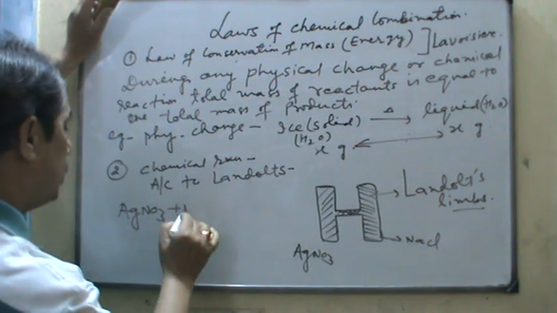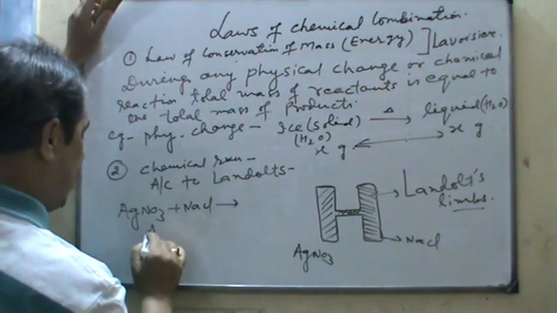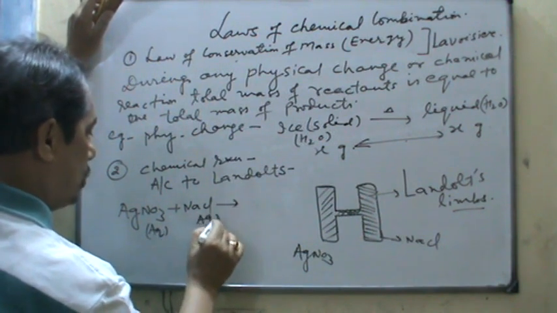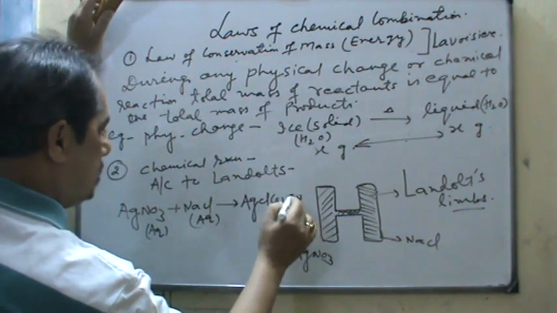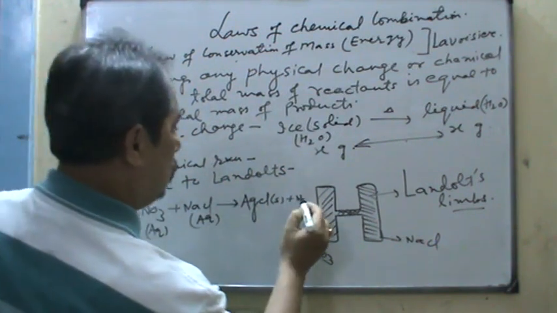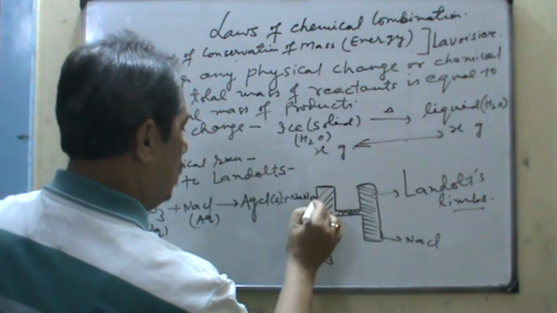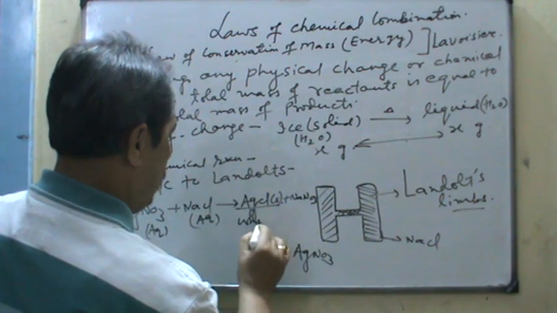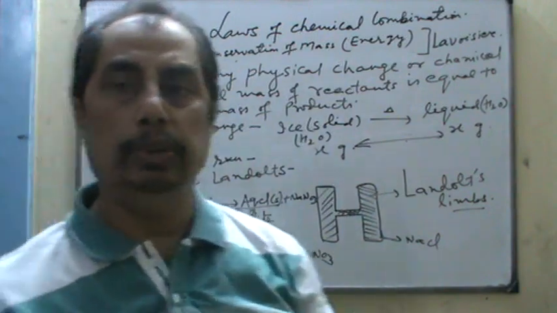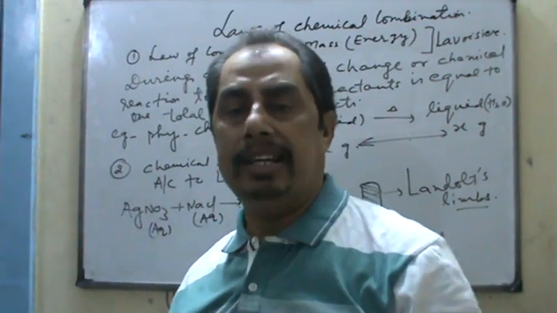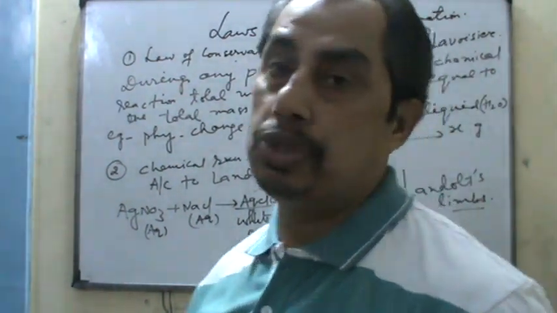AgNO3 plus NaCl forms AgCl in the solid state plus NaNO3. AgNO3 and NaCl are both in the aqueous state. So you say a white precipitate is obtained. Whenever silver nitrate reacts with sodium chloride, we get a white precipitate of AgCl, and the side product is sodium nitrate.